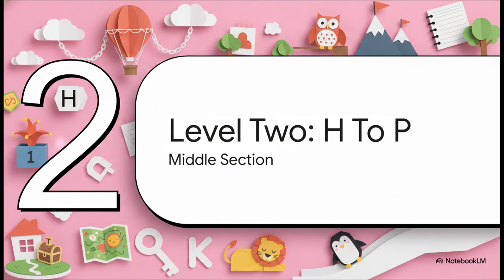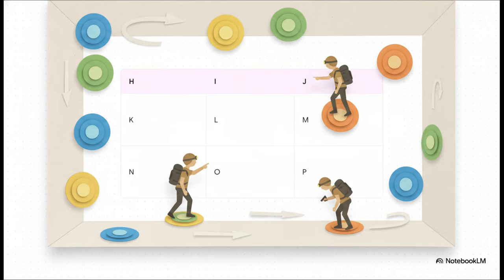Section 2. Level 2. H to P. So the next batch of colorful targets is waiting on the floor. H, I, J, K, L, M, N, O, and P. As the game progresses, the explorers are moving deeper into the room, scanning this entirely new array of letters. The visual field shifts, and honestly, this is right about where the physical stamina of the game starts kicking in.